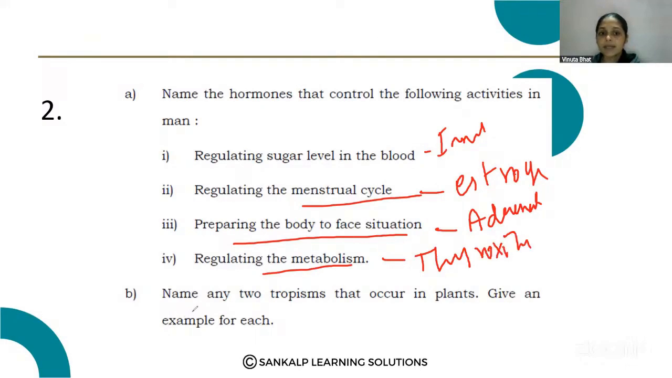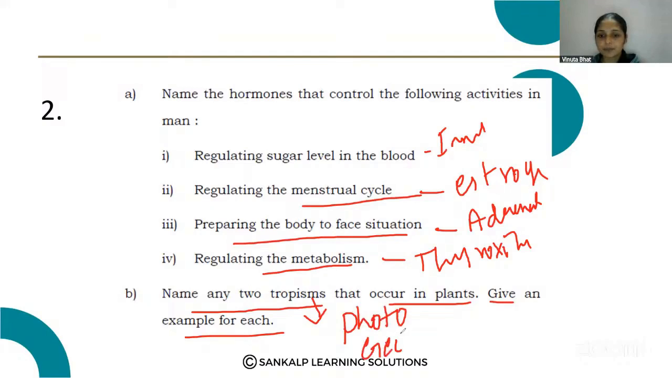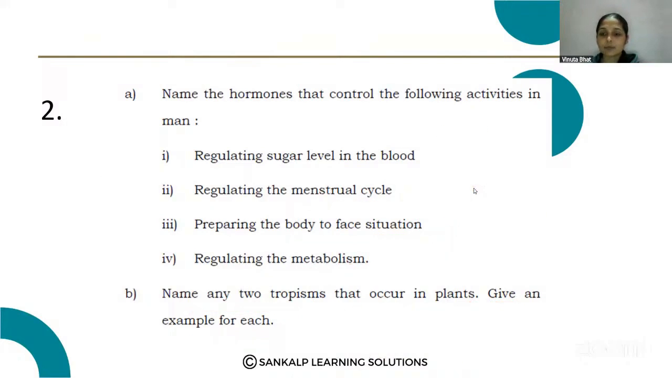Name any 2 tropisms that occur in plants. Give an example for each. Tropisms: phototropism and geotropism. Phototropism is the bending of the plant stem towards the light. Geotropism is the growth of the roots towards the soil. That is the example for geotropism. Important question: this question was asked in last year's model question paper.